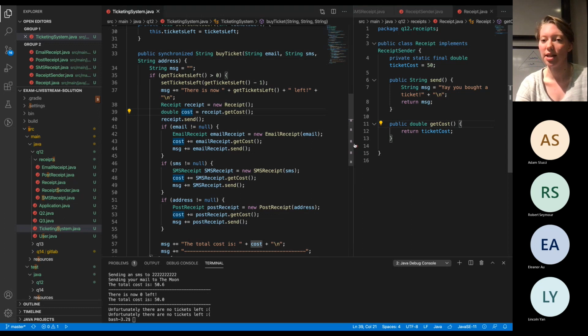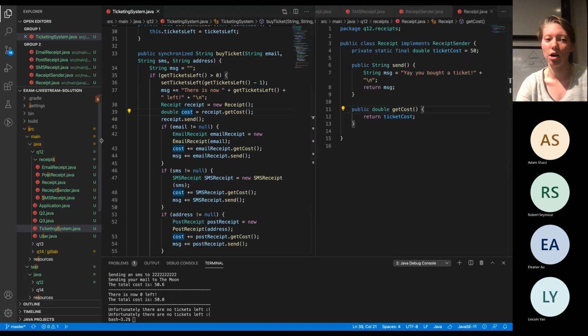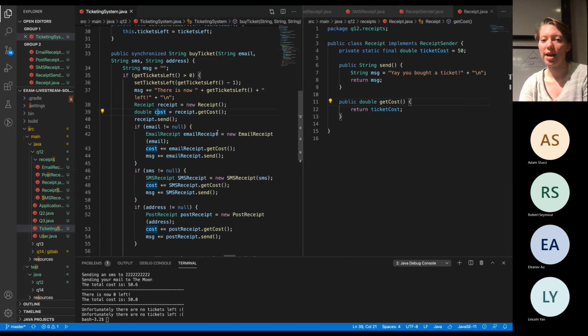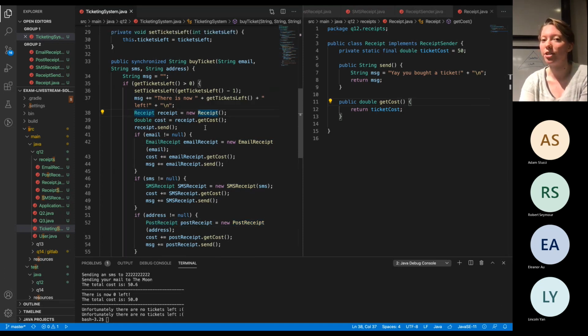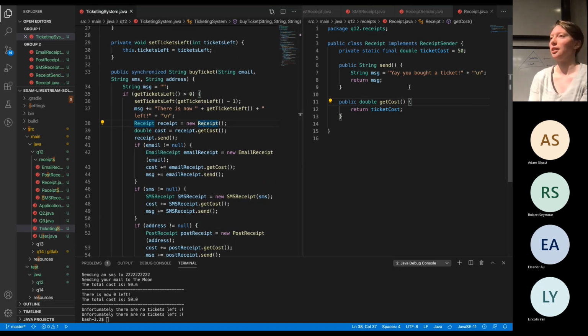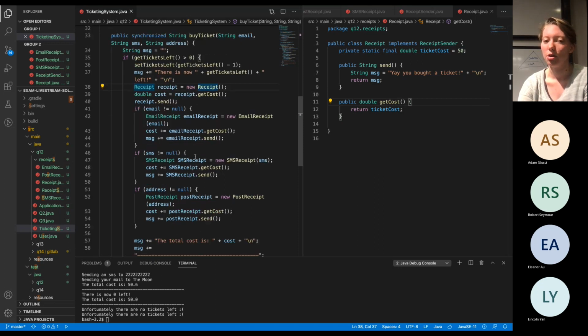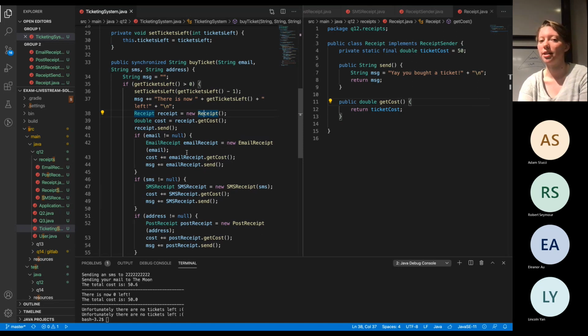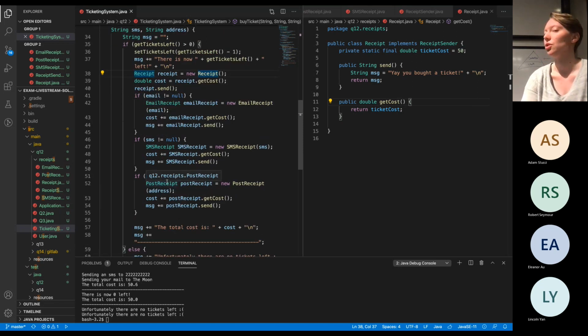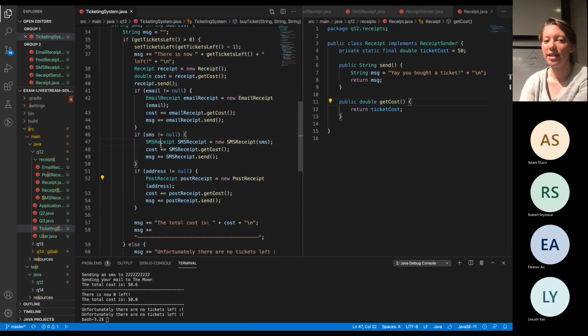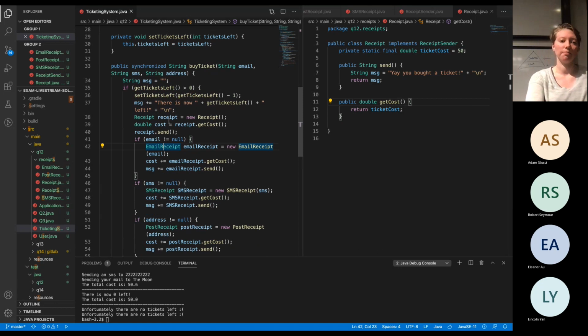So what we might do in this case is, we're like, okay, well, all of these, our email receipt, our SMS receipt, and our post receipt, are all slightly different to our actual receipt. Because with our actual receipt, you have to do that every single time. It's like, yeah, you bought a ticket. You can't have any of the other stuff unless you actually have a receipt to begin with. But our other stuff is all optional extras, right? You want to also get it emailed to you or SMS to you or addressed to you. So let's treat all of these things as the same thing.